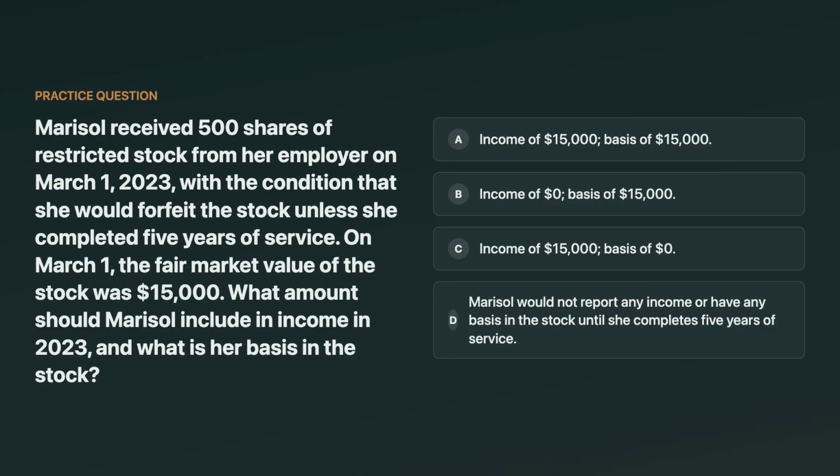Think about it. The correct answer is that she reports no income in 2023 and has no basis until the stock becomes substantially vested after she completes the service requirement. The stock has a substantial risk of forfeiture. The tempting answer is income and basis of $15,000 in 2023, but that would generally require an 83(b) election, and the question doesn't say she made one.